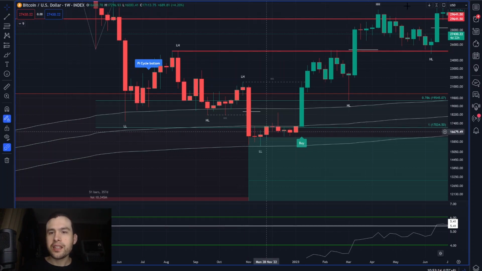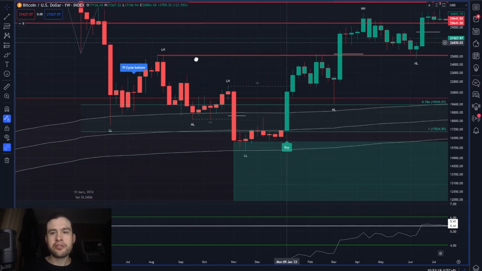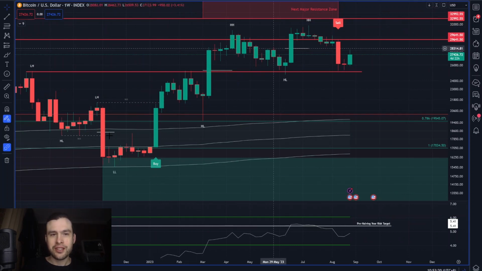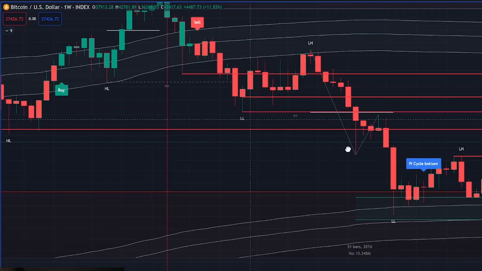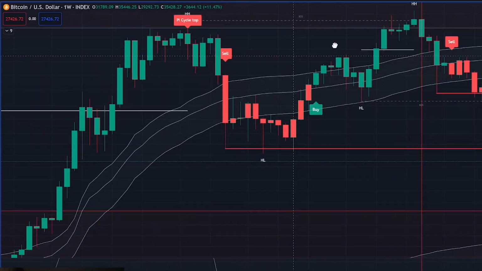I'm going to leave the Cryptolytics BB trend trader on the chart, so it shows us if we're in a bullish trend, it's green candles. If we're in a bearish trend, red candles. I'm just going to leave that on the chart. It's kind of nice for confluence, I suppose, as well.